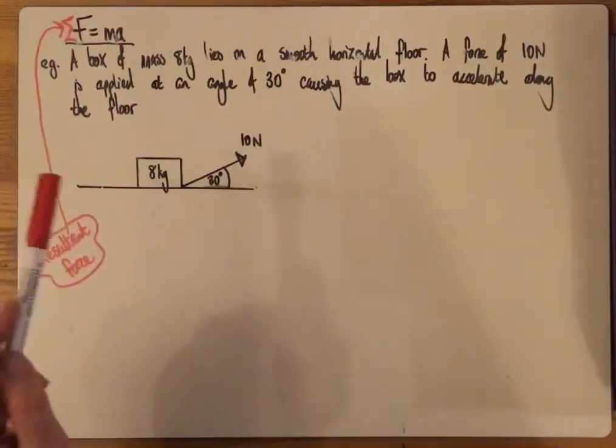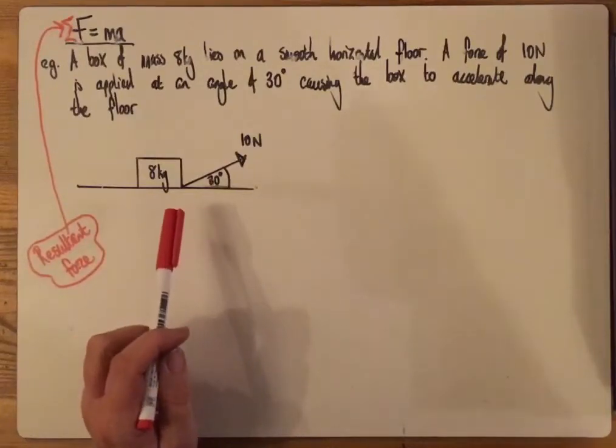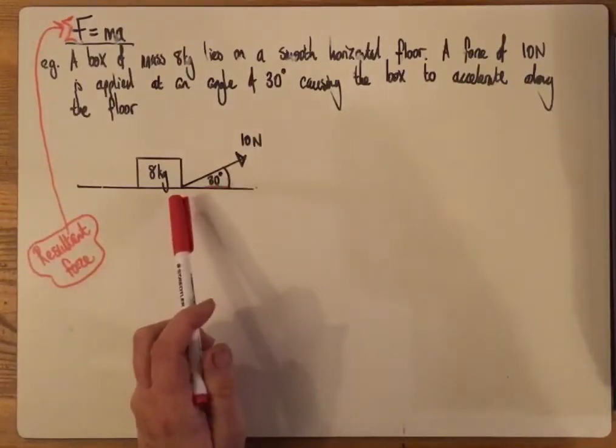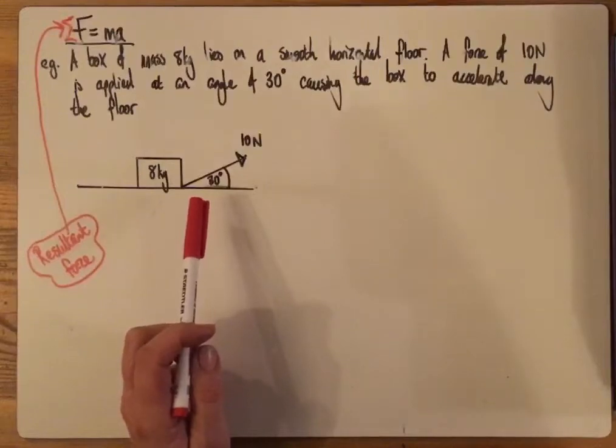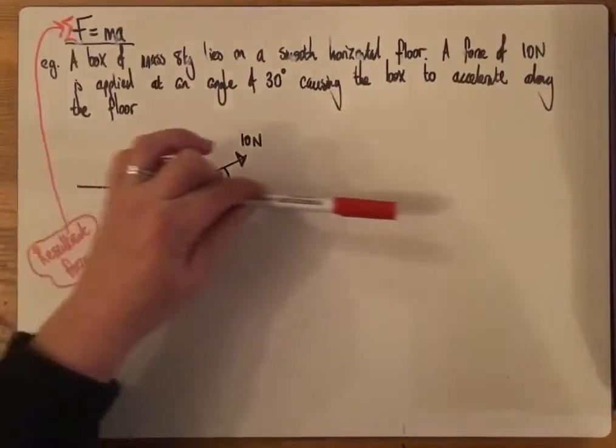So we have a box of mass 8 kilograms lying on a smooth horizontal floor. A force of 10 newtons is applied at an angle of 30 degrees, causing the box to accelerate along the floor. So it's going to accelerate along the floor.